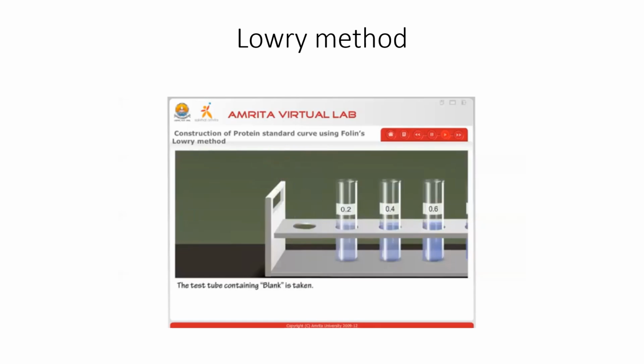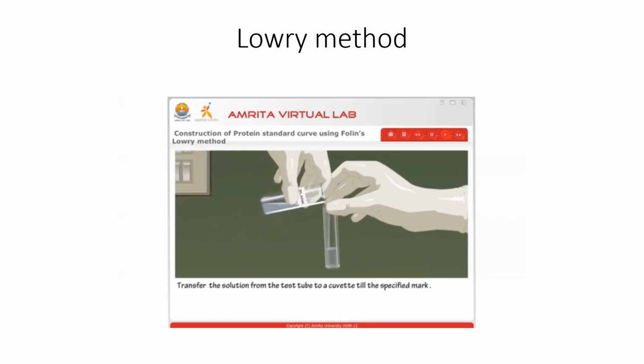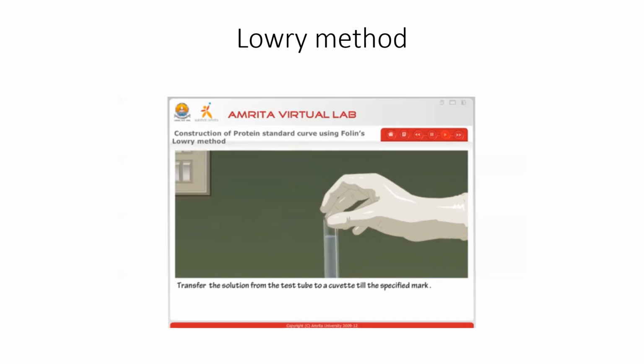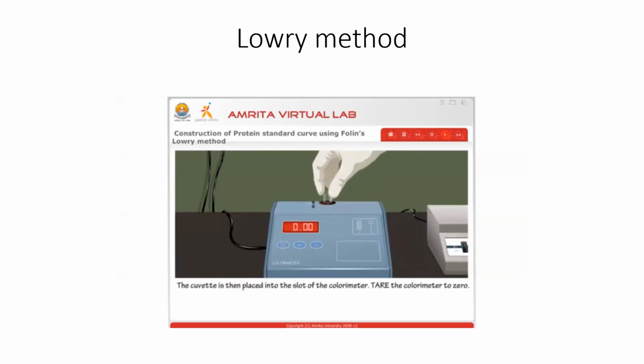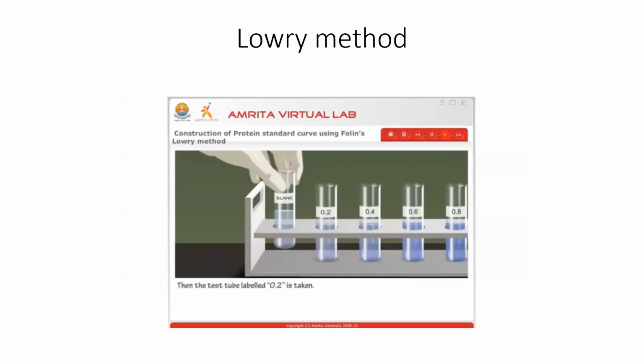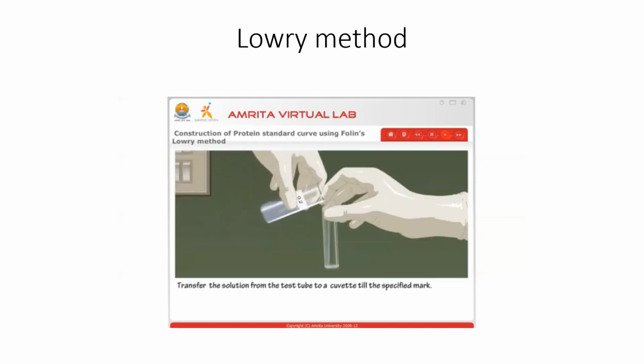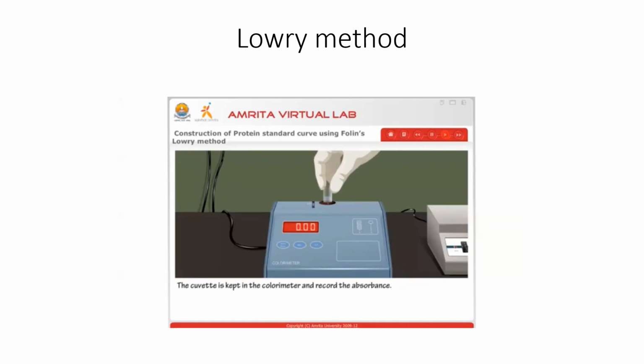Then read the OD. The blank is transferred to a cuvette for our spectrophotometer and will be used to blank the instrument for subsequent readings. We will then read the absorbance of each tube in our standard curve. Note that we typically read the absorbance for this assay at 550 nanometers and not at 650 as shown in this simulation.